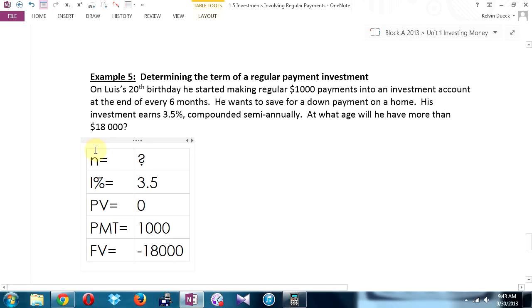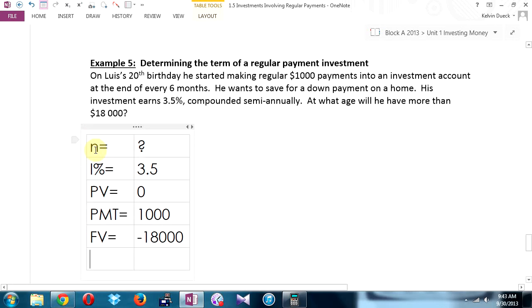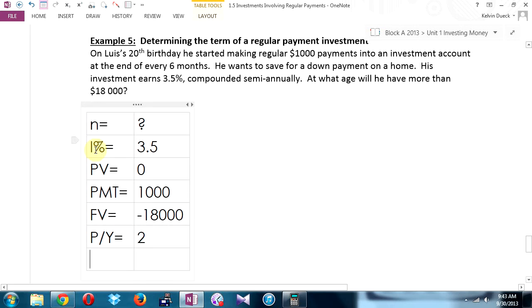Again, you'll probably get a math error if you forget the negative. First thing you want to go check is, did I make the final amount negative because it wants me to go into debt? How many payments per year? 2. How many compound periods per year? Is it also 2? Semi-annual, so also 2. Again, those two numbers don't have to be the same.